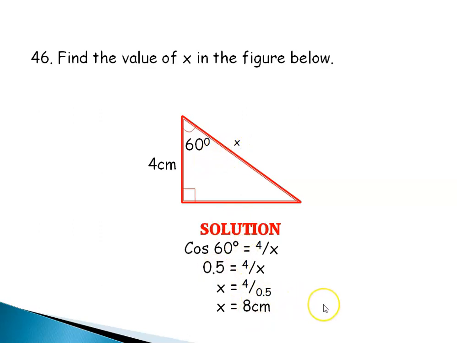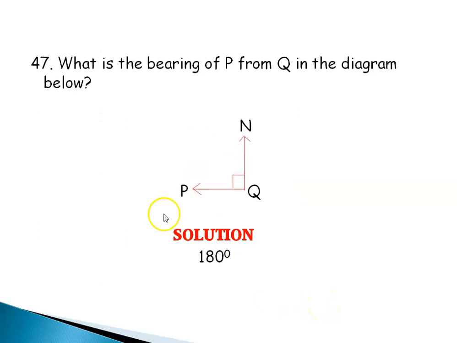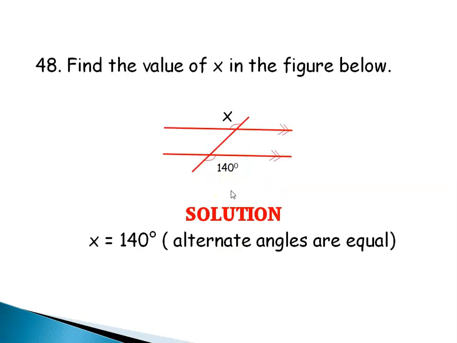Is that okay? Good. Question 47. What is the bearing of P from Q in the diagram below? As you can see in the diagram, this is P, this is Q, and they are all on a straight line, which makes that bearing 180 degrees. So the bearing of P from Q is 180 degrees.